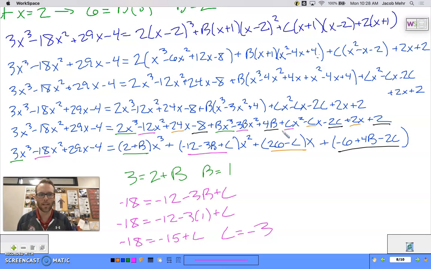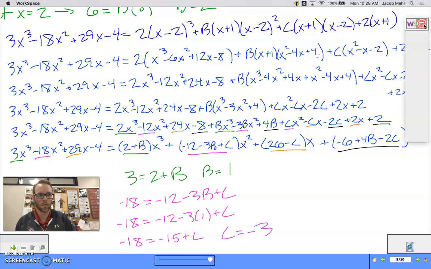We actually didn't need to do these two. I just went right in order with the x squareds. You could have noticed that 29, I wrote 26, 29 x's has to equal 26 minus 3, or it's minus c x's. We could have just used the x term and we still would have got c as negative 3. So that works pretty well.